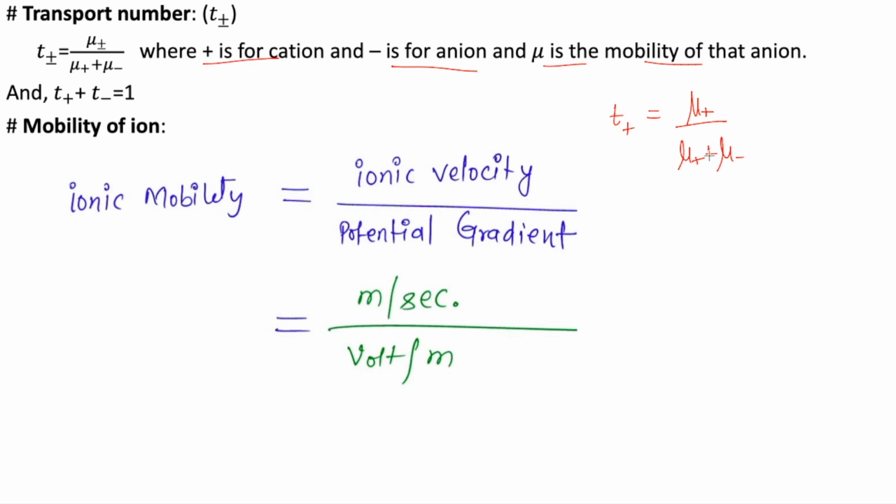That is going to be the formula to calculate the transport number for cation. In a similar way, you can do it for anion also, where you are going to put mu minus in the numerator. Mobility of the ion, or ionic mobility, can be calculated by the formula ionic velocity divided by potential gradient. The unit of that is written over here. Ionic velocity will be in meter per second, whereas potential gradient will be in volt per meter.